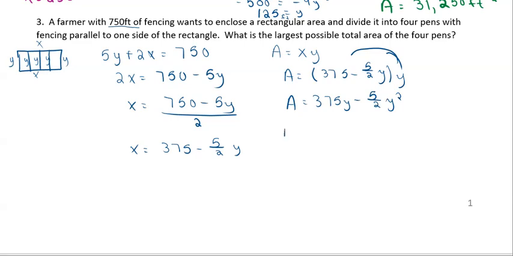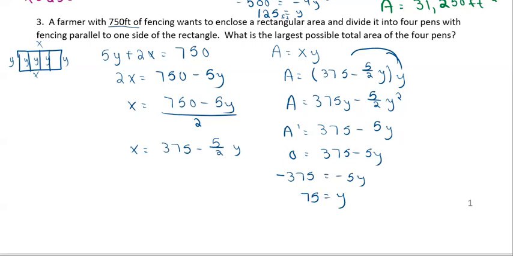All right, now we need our derivative. The derivative of 375y is 375. And then bring down your power here, and that thankfully cancels out our denominator, so we get just 5y. Take the derivative, set it equal to 0. Subtract your 375 from both sides. Divide both sides by -5. And it looks like we get a y value of 75, and I'll put feet on there.